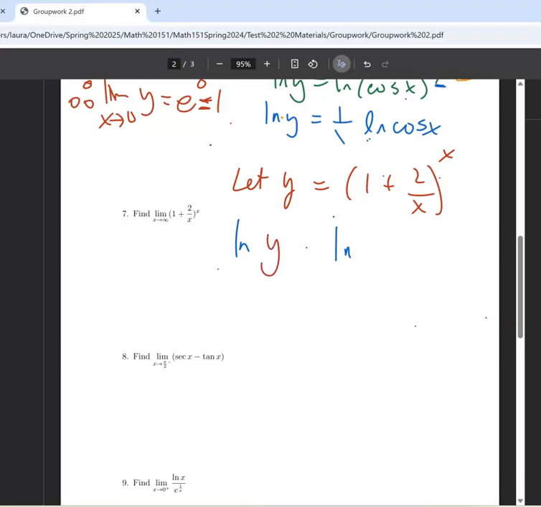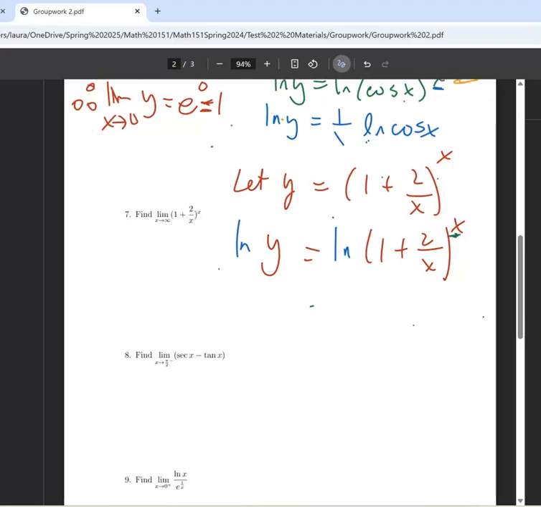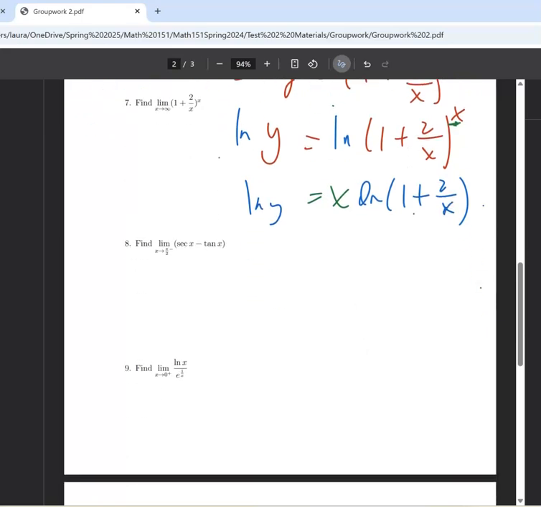So ln of y equals, and again, I'm going to encourage you just to go slow, then bring this x down in the front: x times ln of 1 plus 2 over x. Now I'm going to pull the limits back in. So I'm going to say limit as x goes to infinity of this ln of y, and then limit as x goes to infinity.